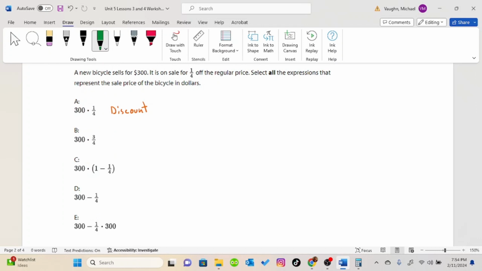B has 300 times 3/4. This multiplies the original price by the proportion that you would still have to pay. So this would give us the sale price, which is what we want. So B is a correct answer.